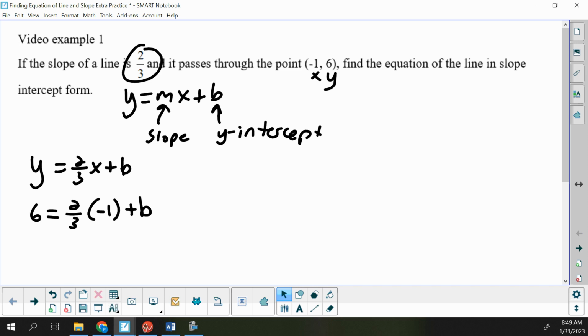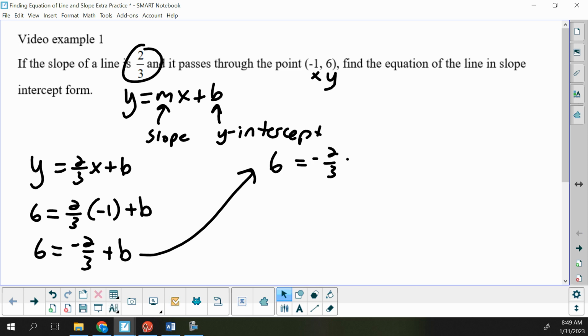We'll multiply those two numbers, so we'll get 6 equals -2/3 plus b. I'm just going to rewrite this over here so we have some more space. We're going to add the 2/3 to both sides. Now, we don't want mixed numbers in our answer, so we don't want to just write this as 6 2/3. You can use your calculator to add the 6 and the 2/3, and that'll give us, well, 6 is 18/3, so we'll end up getting 20/3 when we add them together for b.